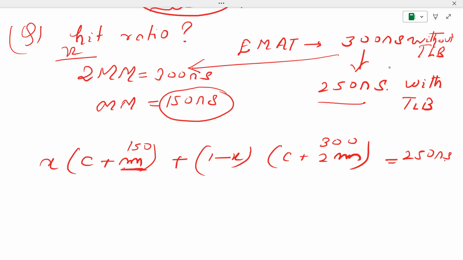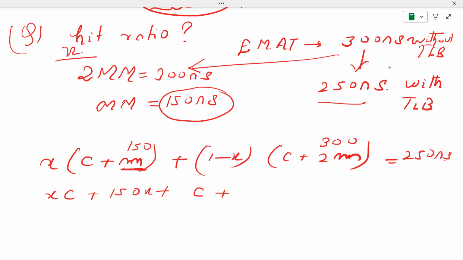So we can simplify this as xc plus 150x plus c plus something, and we can do this calculation like that.